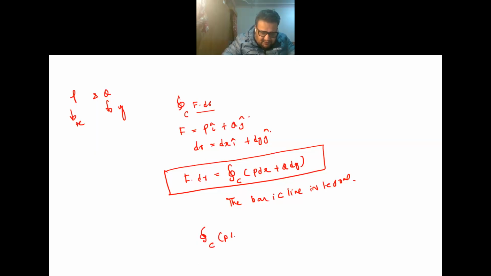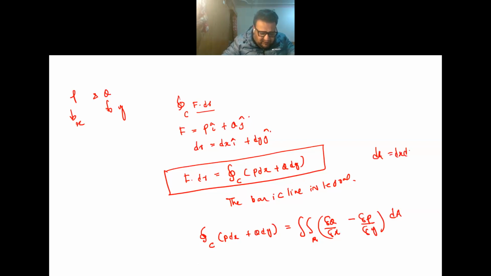The integral of P dx plus Q dy is equal to the double integral over the region of (∂Q/∂x, remember this, minus ∂P/∂y) into the area dA. dA is nothing but dx into dy.